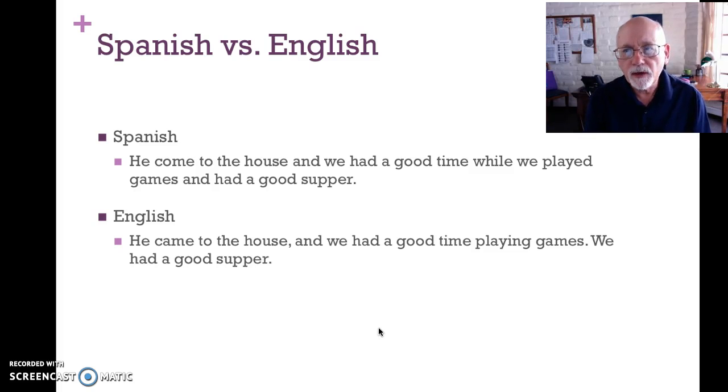There is a problem here in terms of verb tense. So he come to the house should probably be he came to the house. And then one of the big problems that I'm seeing with people is that they're not using commas correctly. Okay? So the better way of writing this sentence is, he came to the house, comma, and we had a good time playing games, period. We had a good supper. In other words, you're going to be taking this long run-on sentence and dividing it up into clauses with commas and a separate sentence.